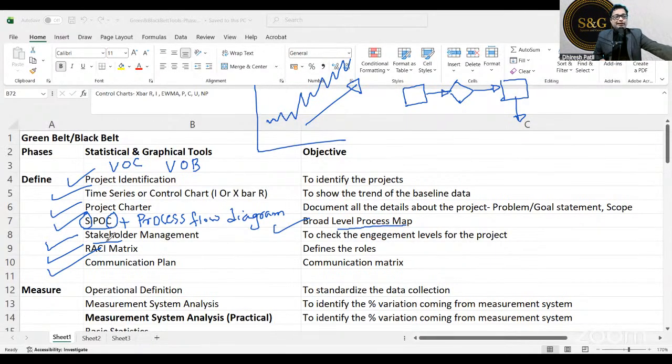All right, now the good part is that for green belt as well as for the black belt, the define phase is absolutely common. So there is no change. So the project charter of green belt will remain the same, black belt also will remain the same. Clear? Yes. So stakeholder and SIPOC and everything will remain common as far as the green belt and black belt are concerned.